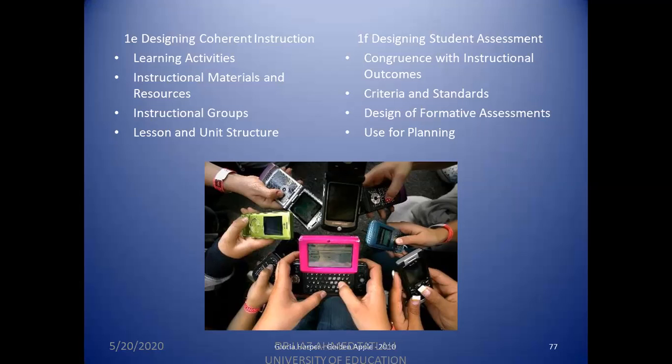You can quote different examples of different games played by the students. Some of the students are used to using six keys at the same time. So their efficiency and their results are six times greater. Their game reached its peak six times earlier as compared to those who are using only one finger on the keyboard. So: instructional materials and resources, instructional groups, lesson and unit structure, designing student assessment.